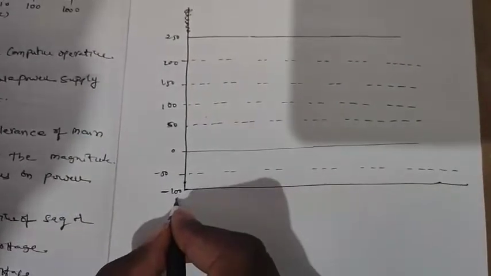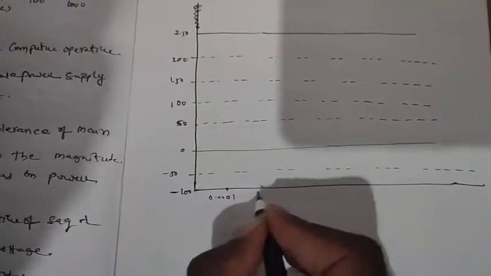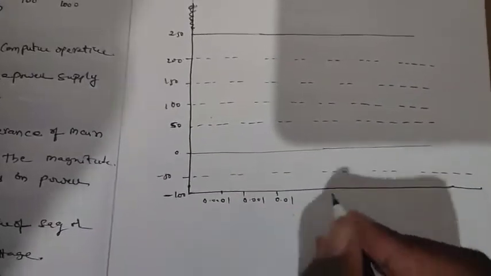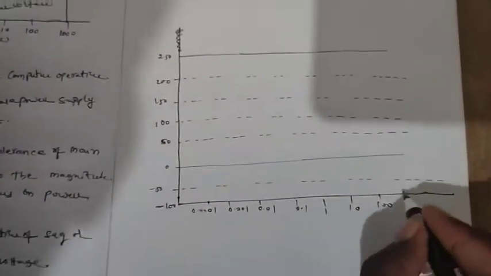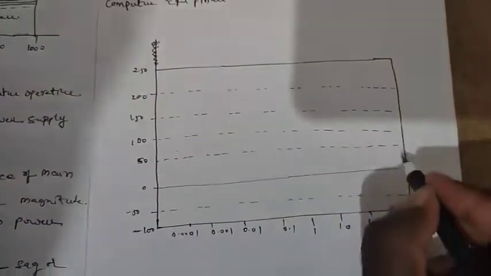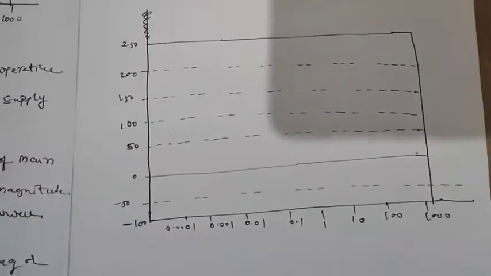On the x-axis we take the time in seconds: 0.0001, 0.001, 0.01, in multiples of 10, then 1, 10, 100 and 1000. The values vary in the same way, and here also the acceptable voltage is from 250 volts.